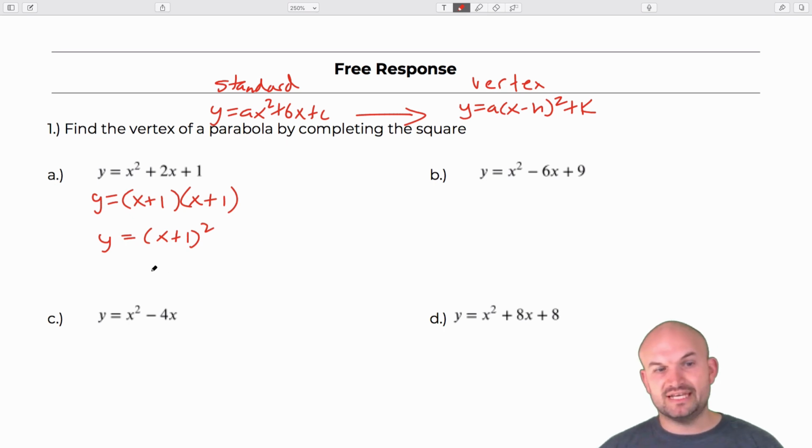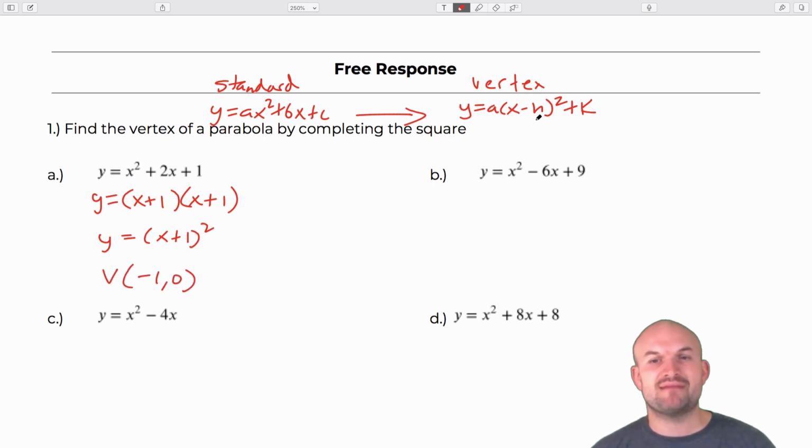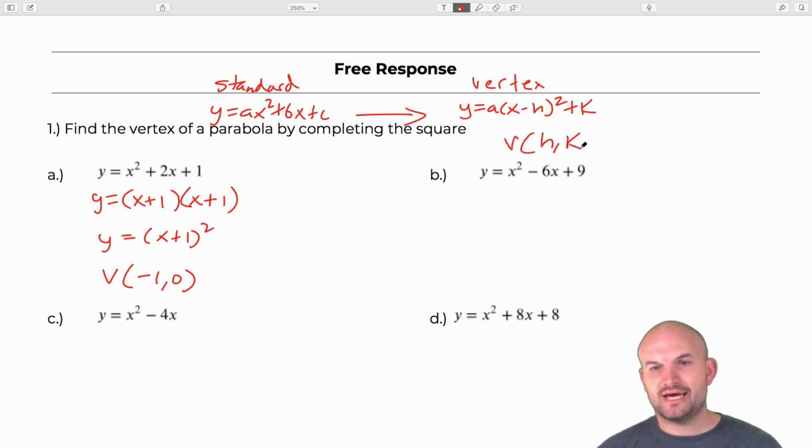Now, in terms of the vertex, we need to have whatever k is. Well, since there's nothing there, we can say 0. So therefore, our vertex is going to be (-1, 0). Remember, it's x minus h, so the vertex is, remember, (h, k).